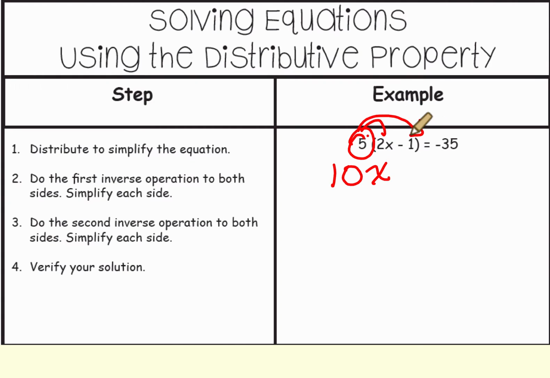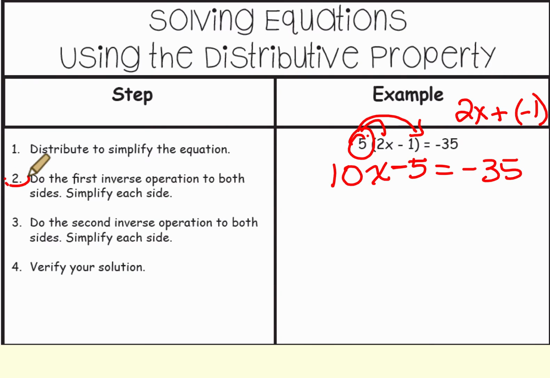Then I have 5 times negative 1. So yes, I keep saying negative when indeed it's subtraction there. Subtraction is defined as adding the opposite. So it's like the problem is really saying 2 times x plus negative 1. So positive times a negative is a negative. So I have minus 5 equals negative 35. Now I'm ready to go ahead and solve the equation.